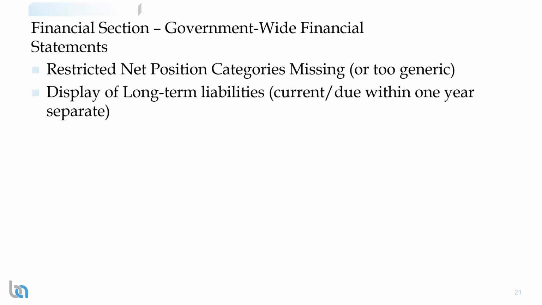All right. Another issue that was mentioned is restricted net position categories. Maybe no restricted net position disclosed, or it's too generic, just saying restricted for special purposes, but no description of what those special purposes are. You can keep it somewhat general in the face of the financial statements, as long as you have a note disclosure that breaks down that detail, or you can have the detail on the face of the financial statements if needed. Display of long-term liabilities with no current amounts.